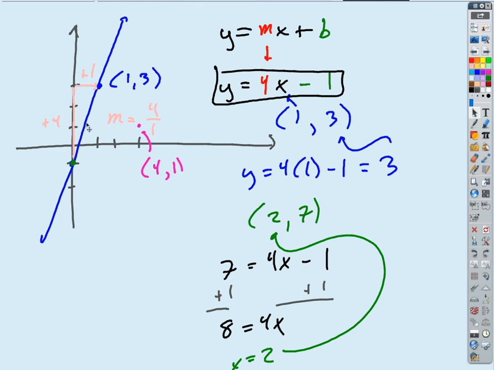And if I plug it in, I'd see something like, if I plug 4 in for x, I'd get 4 times 4 is 16 minus 1. I'd get y equals 15. Well, that's not what I have here, is it? If I plug 1 in for y and 4 in for x, it's not a true statement. Shouldn't be, though. It's not on the line.